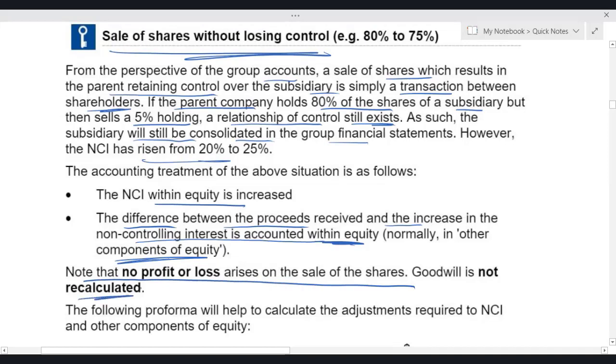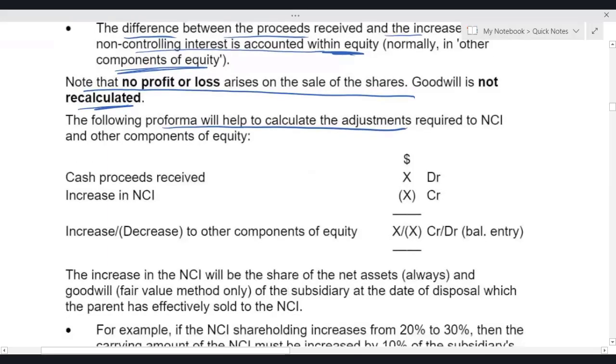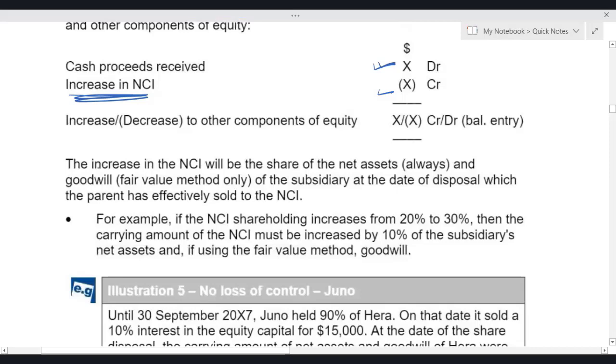Goodwill is not recalculated. The following pro forma will help to calculate the adjustment to the required NCI. Cash received from NCI, less the increase in NCI. Either you will get a gain or loss. The increase in NCI will be the share of net assets always, and goodwill, fair value method only, of the subsidiary at the date of disposal, which the parent has effectively sold to NCI. For example, if the NCI shareholding increases from 20 to 30%, then the carrying amount of NCI must be increased by 10%.